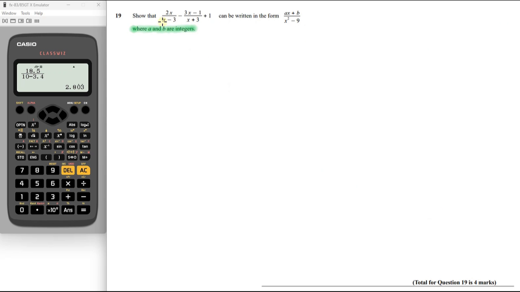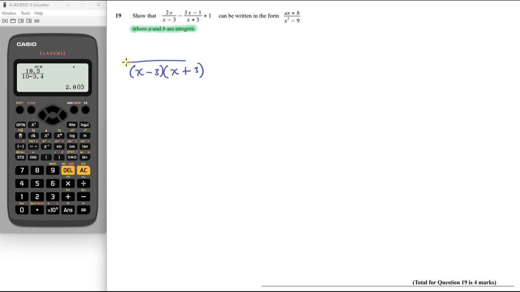Question 19. Show that this expression can be written in this form where a and b are integers. So what we're going to have to do, at the moment we've got different denominators. We can't add these three terms together because they've got different denominators. We're going to have the same denominator. So what is the lowest common multiple of x minus 3, x plus 3, and 1? Well, that's just going to be x minus 3 times x plus 3. So our denominator is going to be x minus 3 times x plus 3. That's going to be our denominator for each fraction.